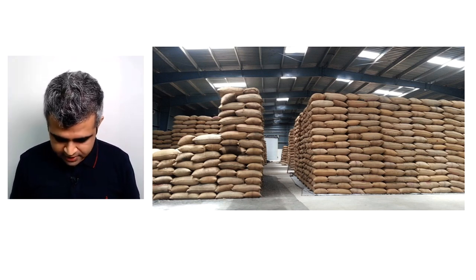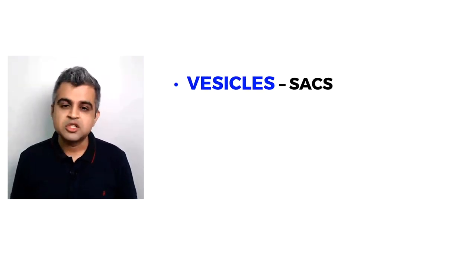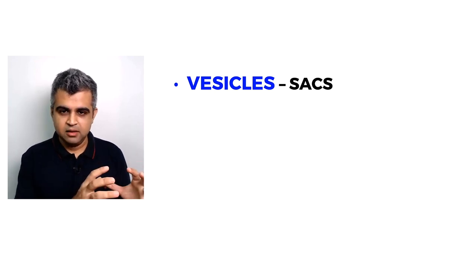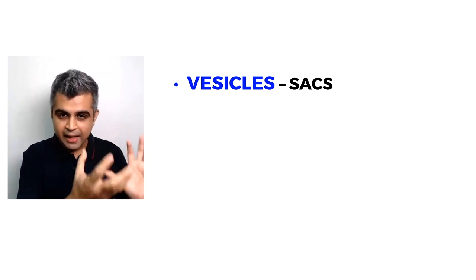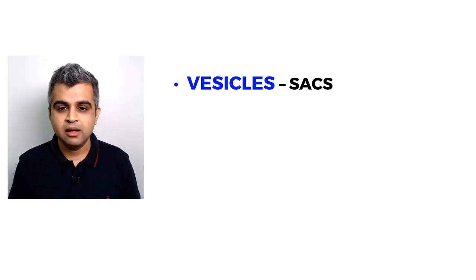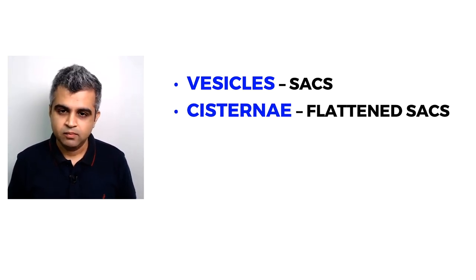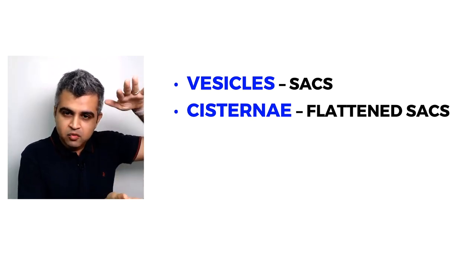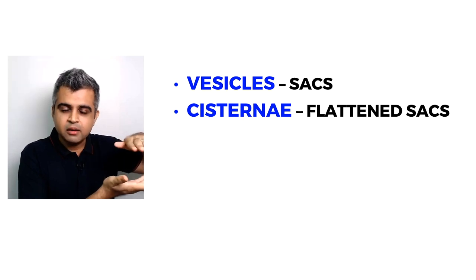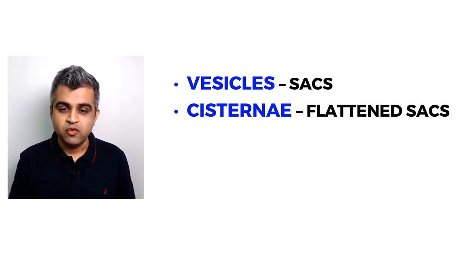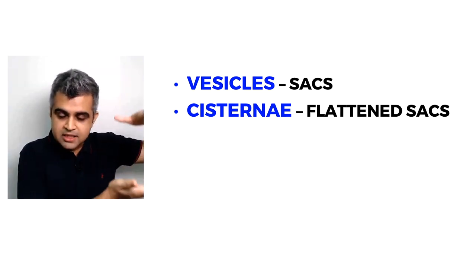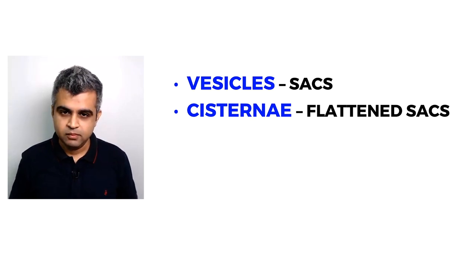So that brings us to the next Greek and Latin words. The first one being vesicle. Vesicle is the Latin word for a sack. So, koi bhi potli, koi bhi spherical bag jisme tum kuch bhar sakta hai, will be called a vesicle. A flattened sack is called cisternae. So, what is cisternae? If you have any kind of bag which you have flattened, any kind of flattened bag can be called cisternae. So, vesicle is a sack, whereas a flat sack, a flat chapta sack, is going to be called cisternae.